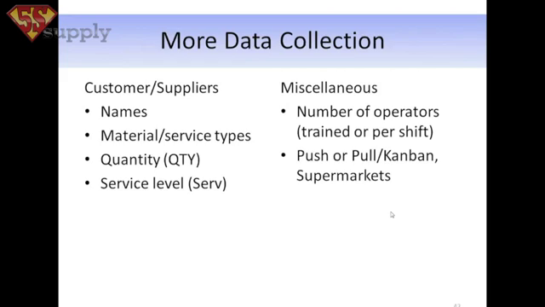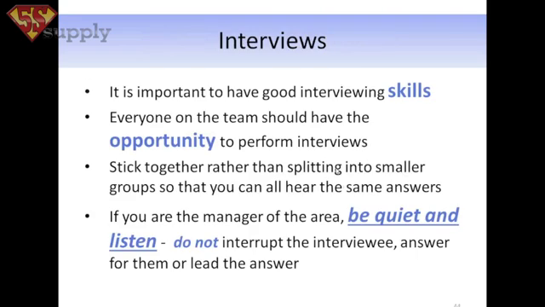When it comes to your customers and suppliers, who are just the main ones? You don't have to list out all 200. Just give us a couple of names so that we get a good representation. What do they provide, quantity, and then the service level can be how well do they react to your needs, and that could be something as simple as a letter grade. And then once again, operators per shift. If you use a Kanban system currently, a pull system, supermarkets, we'd use symbols for those.